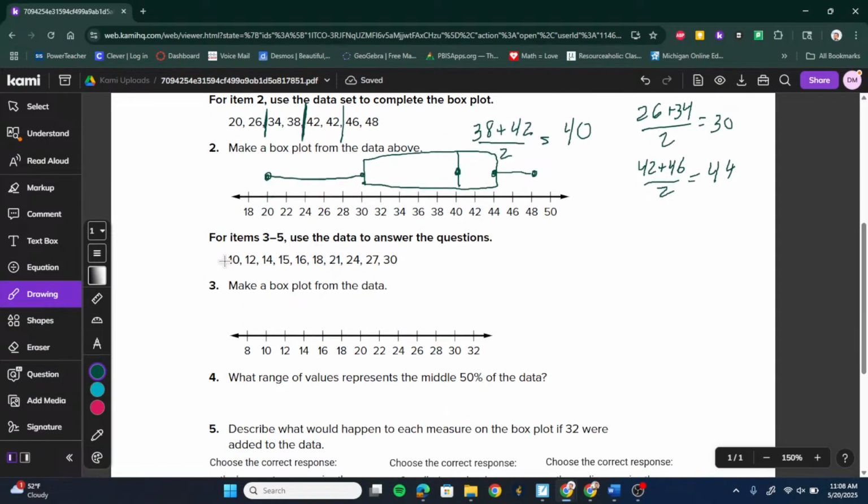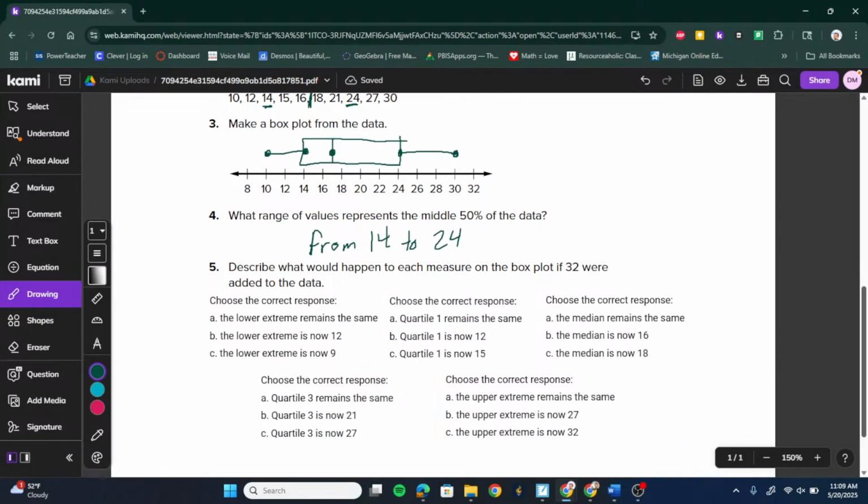We want to make another box plot here. These are all in order. 1, 2, 3, 4, 5, 6, 7, 8, 9, 10. Our middle is right here. Middle of 16 and 18 is 17. Low end is 10. Upper end is 30. The middle of the lower half is 14. The middle of the upper half is 24. So again, we do dots. We do likewise. We make a box. Dots. There we go. What range of values represents the middle 50%? That's the box. So from 14 to 24.